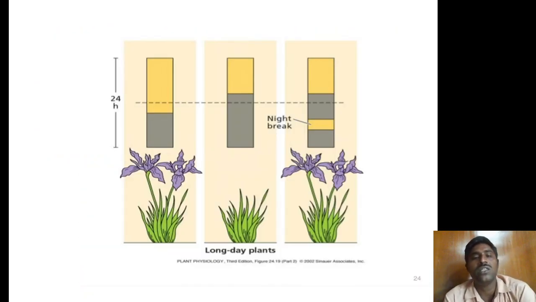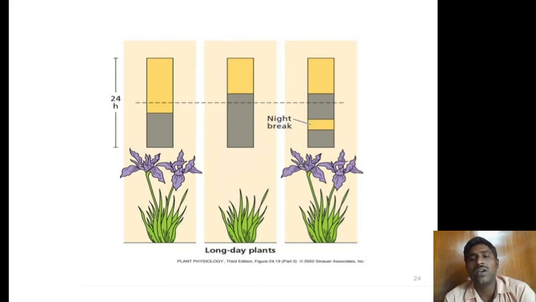That means you see in the first figure, the daylight exceeds the critical daylight. That's why the flowering response has occurred. Next, in the second figure, the amount of daylight is very short, and the amount of night time is more. Then there is no flowering response in long day plants.